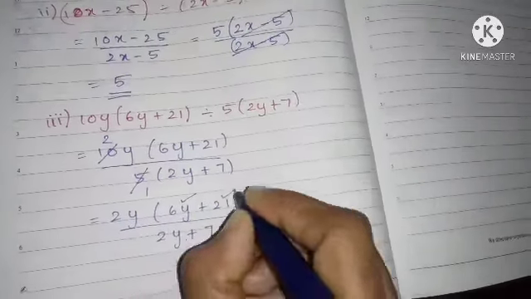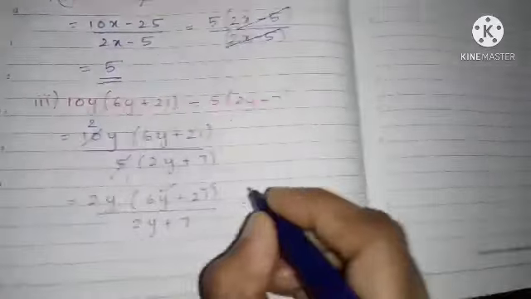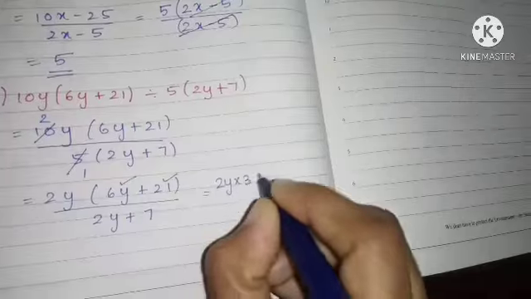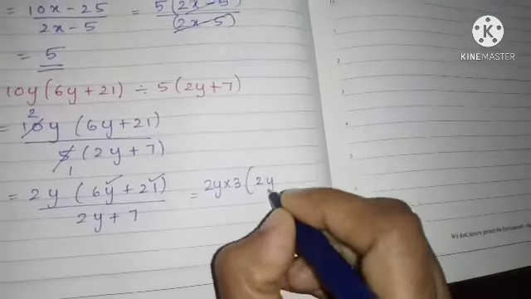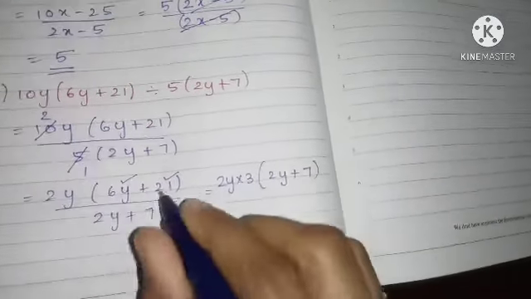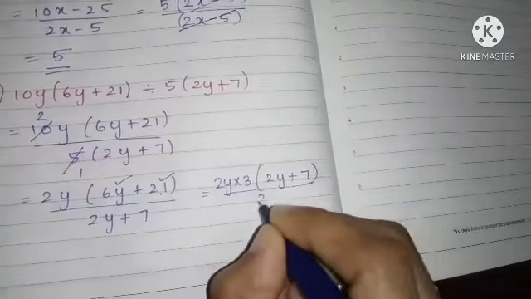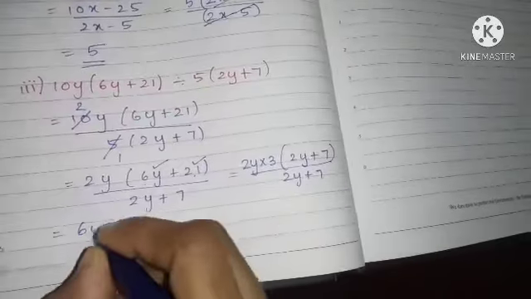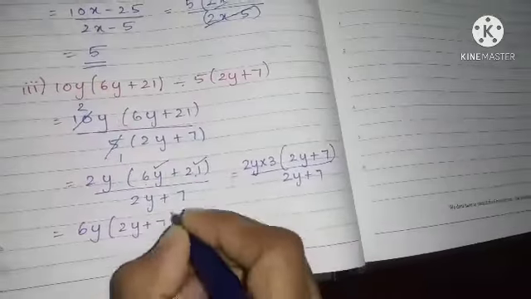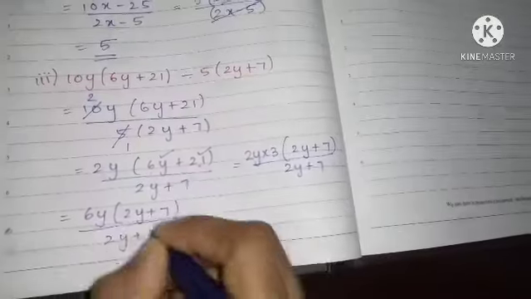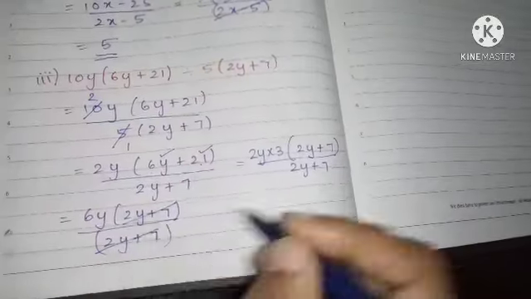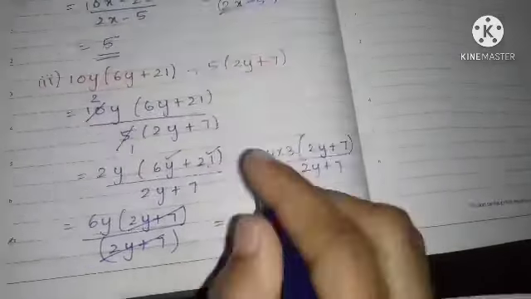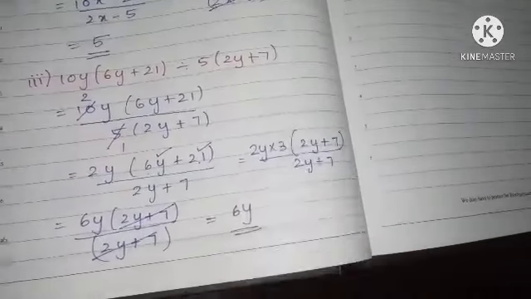In the 6y plus 21 you can take 3 outside. So 3 into 2y plus 7. 7 threes are 21, 3 twos are 6, divided by 2y plus 7. So now 2y into 3 is 6y into 2y plus 7 divided by 2y plus 7. Now we can cancel 2y plus 7 with 2y plus 7. So what is the answer? 6y is the final answer.